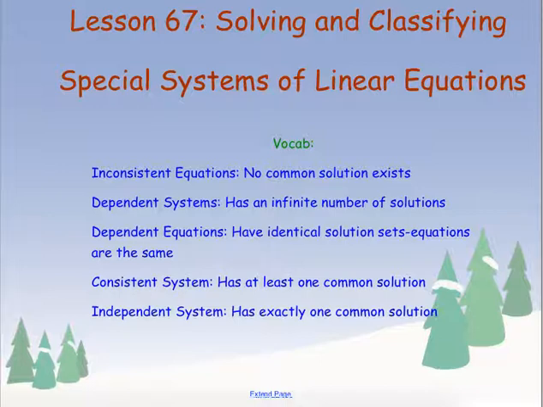Consistent means that there's at least one solution. There just has to be one. There could be one, there could be a million. There just needs to be one for it to be consistent. Independent has exactly one. These are our lines that intersect at just one point. Okay, these are most typical systems of equations.